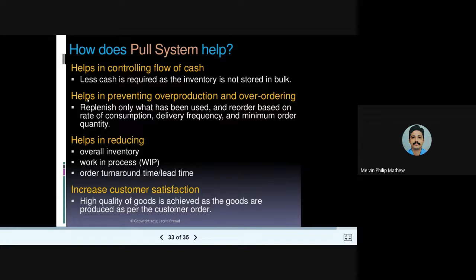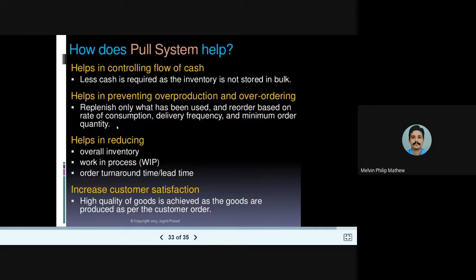Next, it helps in preventing overproduction and over ordering. That is also depending on the flow of cash. So it prevents overproduction and over ordering, and there will not be a case of over demand. Also, overproduction isn't required because there is never an over demand. According to the demand only we will produce, and there is no overproduction. Thereby, inventory will be small.